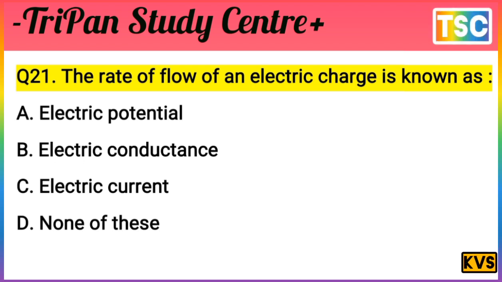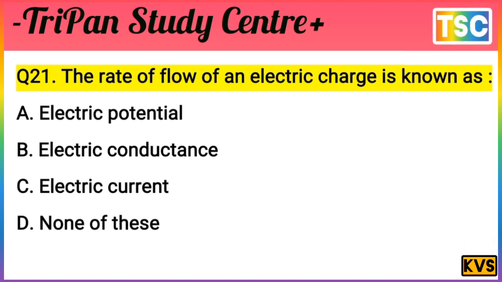That's an important question. But first of all, note your answer in the notebook because it's important. You must write the correct answer in your notebook. Let's see what the correct answer is. The rate of flow of electrical charge is known as electrical potential? That is not the right answer, because electrical charge is being asked here.